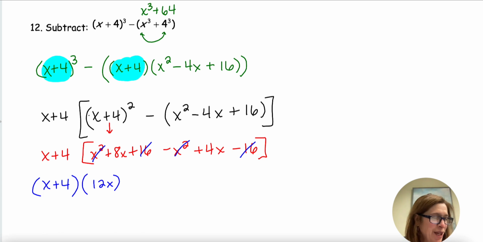All right, hopefully that was helpful. That was number 11 and 12 on page 8 of your Special Types of Factoring Introduction to Unit 3.